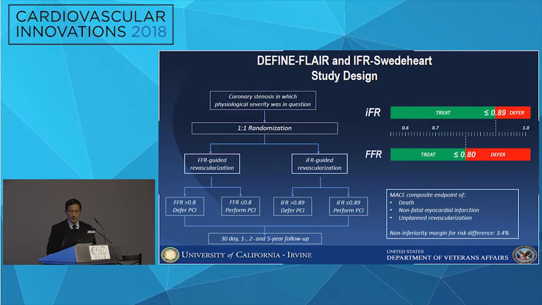And this concept was tested and published last year, the DEFINE FLAIR and iFR SWEDEHEART studies. This is 2,500 patients in DEFINE FLAIR and 2,000 patients in iFR SWEDEHEART, randomized 1-to-1 to FFR-guided revascularization or iFR-guided revascularization. Instead of comparing one with the other and always having 2 measurements, you actually were forced to measure one or the other. And this is purely an outcome study with 30-day, 1- and 2-year follow-up, and we're about in the 2-year follow-up range. And essentially, iFR of less than 0.89 was found to be comparable to an FFR of less than 0.8 by using the composite endpoint of death, MI, or unplanned revascularization.